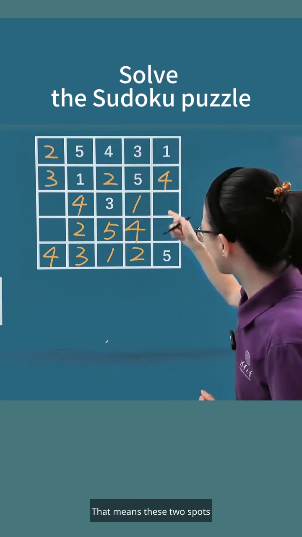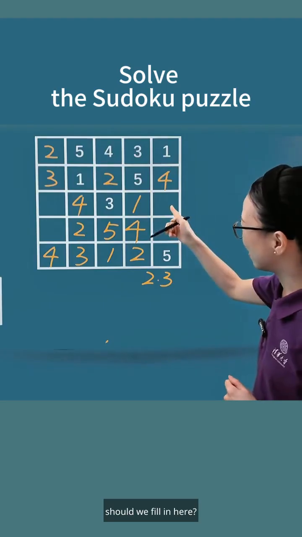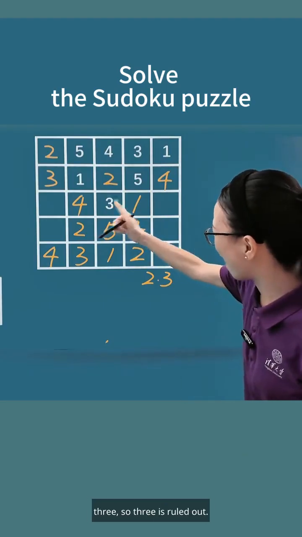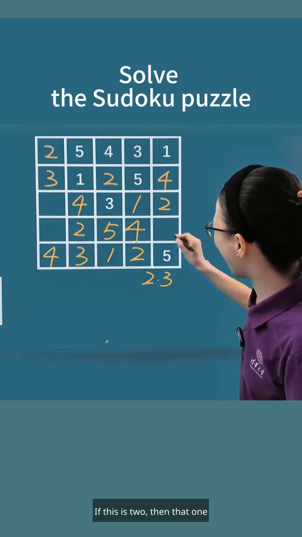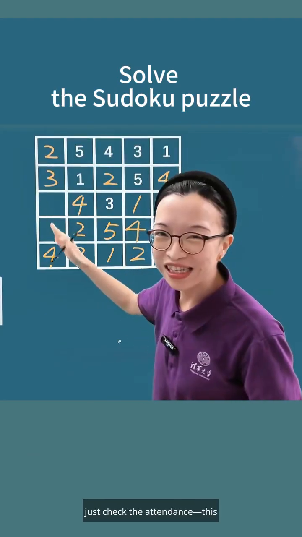That means these 2 spots must be either 2 or 3. So let's see. What number should we fill in here? Based on the process of elimination, there's already a 3. So 3 is ruled out. That means we can only write 2 here. If this is 2, then that one must be 3, right? Now, for these 2 numbers, just check the attendance.